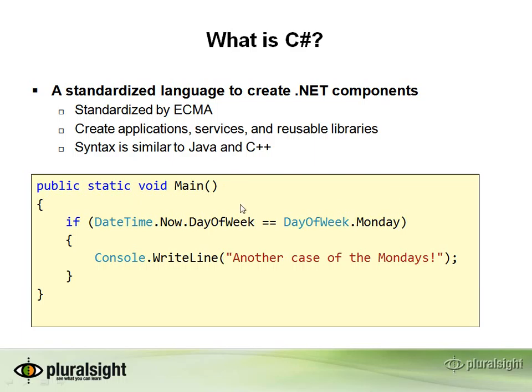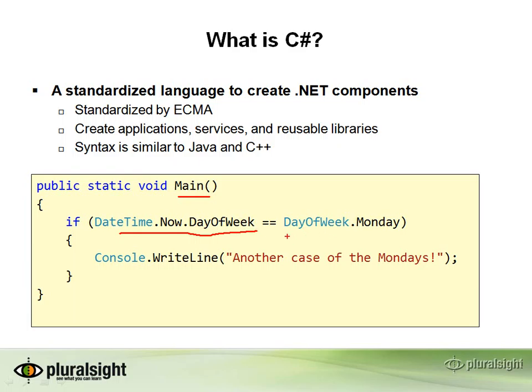Here's a snippet of C# code that is defining a method called main. A method is a place where you can organize your code, and you can call a method to force the code inside of that method to execute. The code inside of this method is using the DateTime class to find out what the current day of the week is when this program is executing.